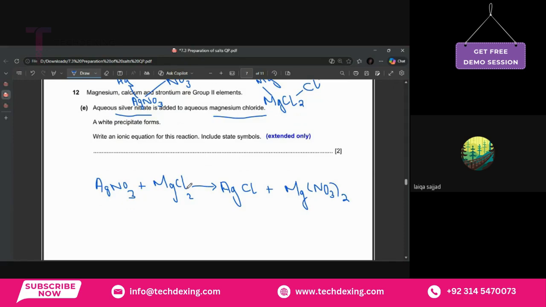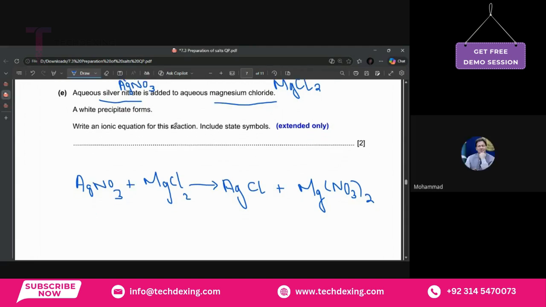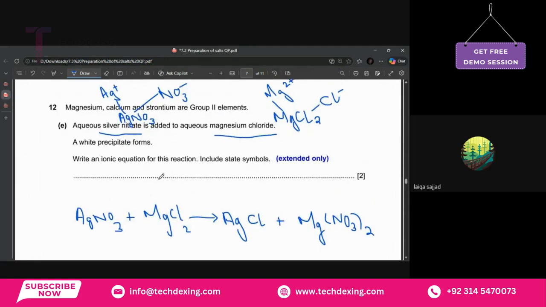Which of these are the spectator ions? We are looking for a white precipitate. Spectator ions are those ions that remain dissolved in the water and do not participate in the formation of the solid. Magnesium and nitrate. Very good. Mg2 plus and NO3 minus. These are the spectator ions.